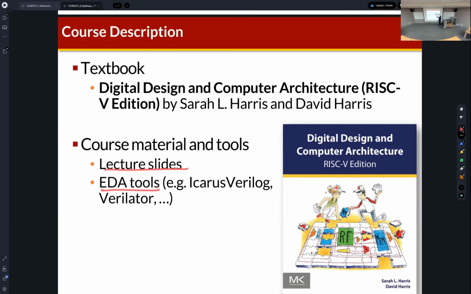So we will use the COSE Verilog. It's a Verilog simulation tool. Also, I plan to use Verilator. It's another Verilog simulation tool. Okay, but these tools are free tools.